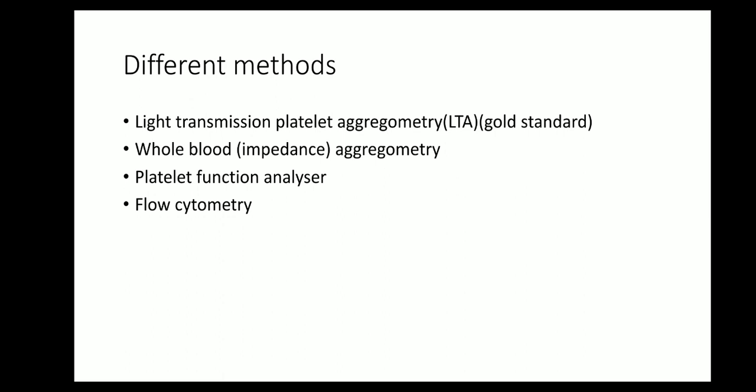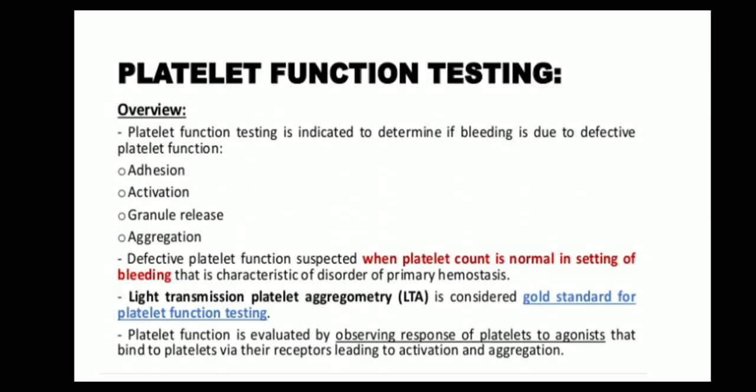Different methods are used for platelet function tests. These include light transmission platelet aggregometer, whole blood aggregometer, platelet function analyzer, and flow cytometry. Platelet function testing is indicated to determine if bleeding is due to defective platelet function. Important platelet functions are adhesion, activation, granular release, and aggregation. Defective platelet function is suspected when the patient's platelet count is normal in the setting of bleeding, that is characteristic of a disorder of primary hemostasis.